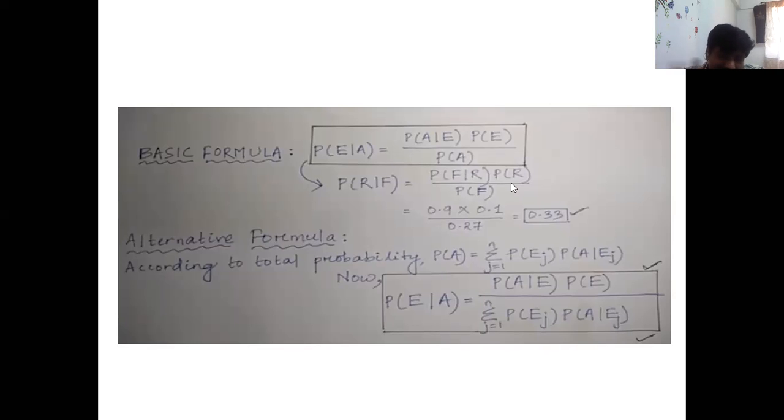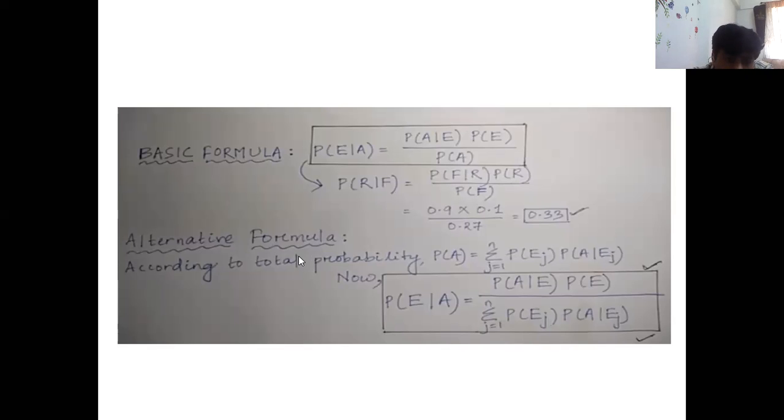You must know this formula. Okay. So with respect to this, probability of R by F will be 0.9, that is the F by R value, into probability of R which is 0.1, divided by probability of F which is 0.27. So in this case, the result will be 0.33.